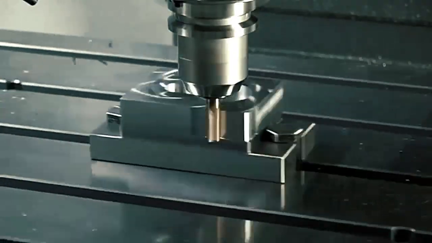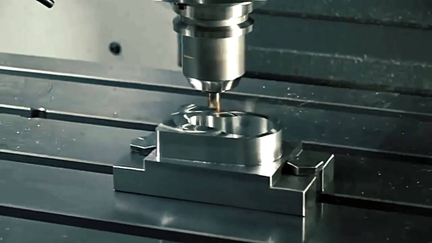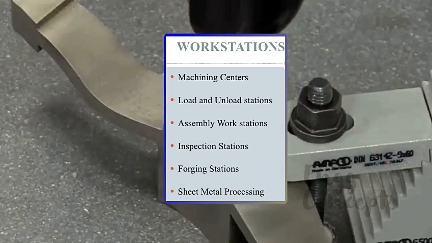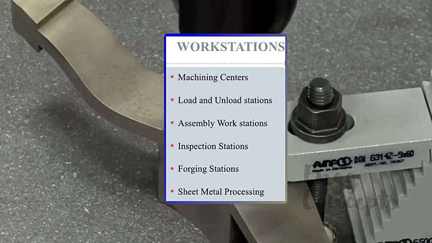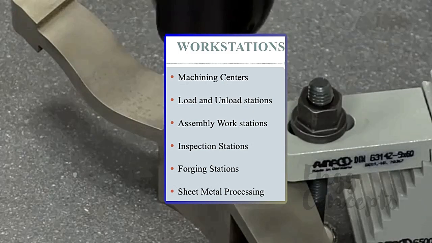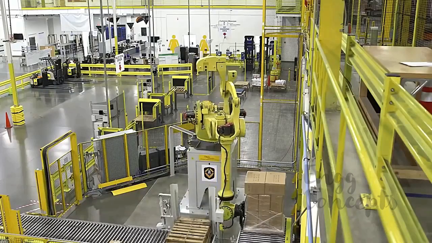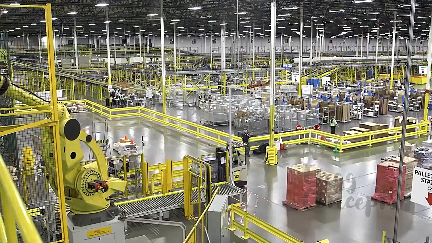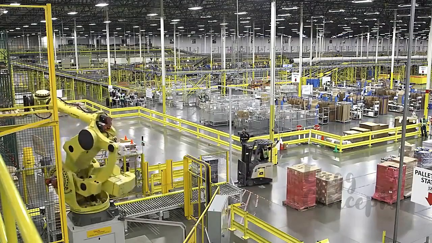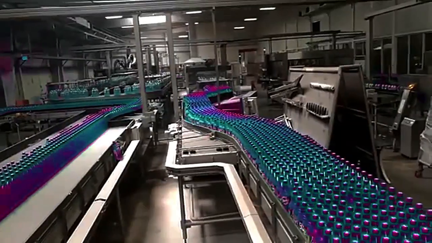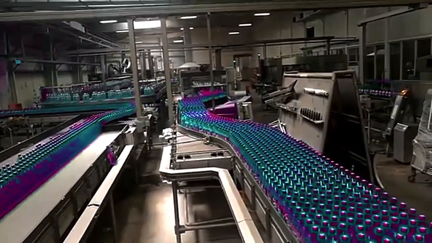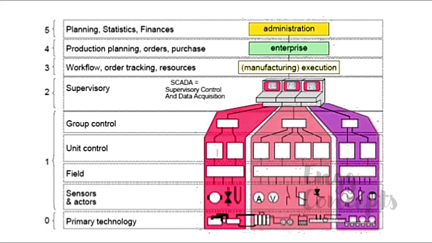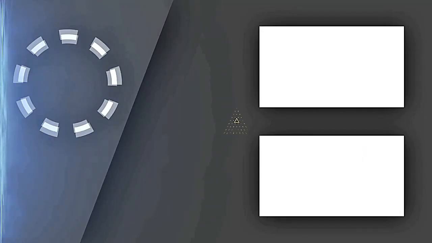First component of FMS is workstations. We perform machining operations or assembly operations or inspection. Types of workstations are machining centers, loading and unloading stations, assembly workstations, inspection stations, forging stations, sheet metal processing stations. Next component of flexible manufacturing system is material handling system and storage system. There are two types of material handling systems. They are primary material handling system and secondary material handling system. And then the last component of FMS is computer control system.